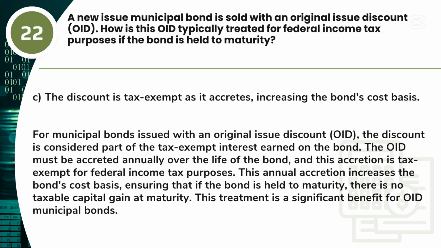This annual accretion increases the bond's cost basis, ensuring that if the bond is held to maturity, there is no taxable capital gain at maturity. This treatment is a significant benefit for OID municipal bonds.